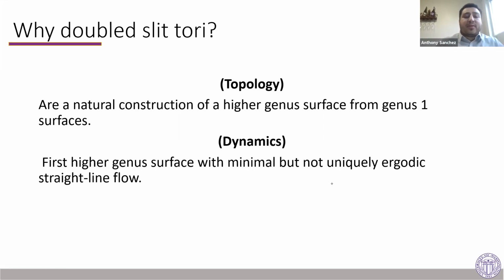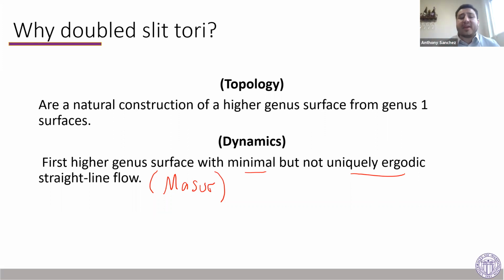Dynamically, they're interesting because they're the first higher genus surface with minimal but not uniquely ergodic straight line flow. And so I should credit Mazur here. This is a result of Mazur. And I won't define what minimal and uniquely ergodic means, but what it means roughly is if you're standing on one of these double slit tori and you run around in some fixed direction, minimal means that you'll see everything on these double slit tori. And the fact that it's not uniquely ergodic means that you have a favorite torus. Maybe your left torus is your favorite torus. So there's spots you like to visit more frequently than others.